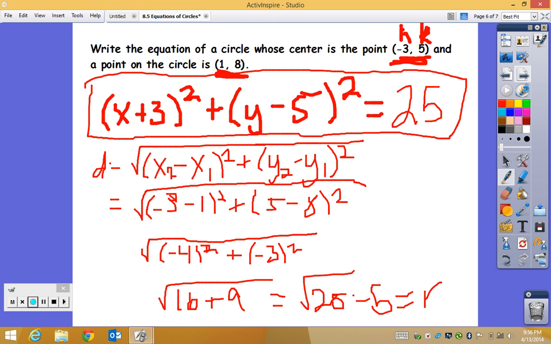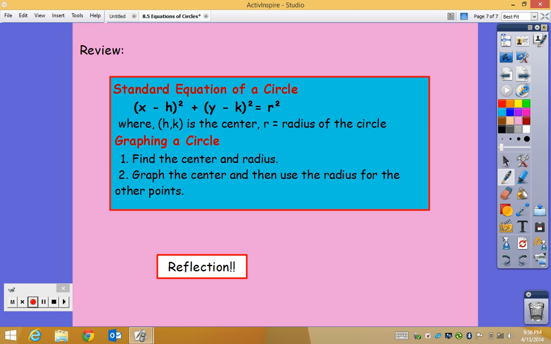Okay, to review, standard equation of a circle, (x - h)² + (y - k)² = r², where (h, k) is the center of our circle and r is the radius of the circle. When we're graphing, we want to first find the center and the radius length, and then we graph the center and use the radius to plot other points around the circle.